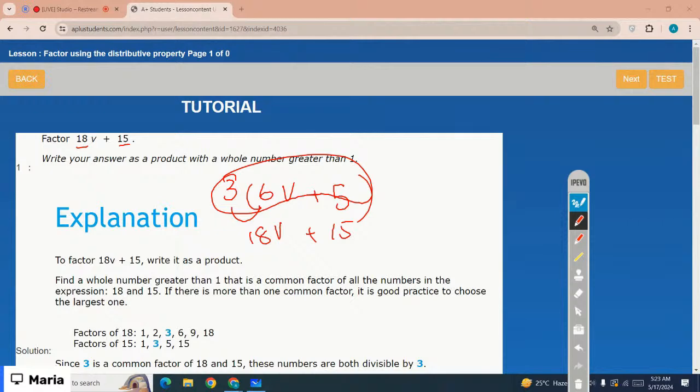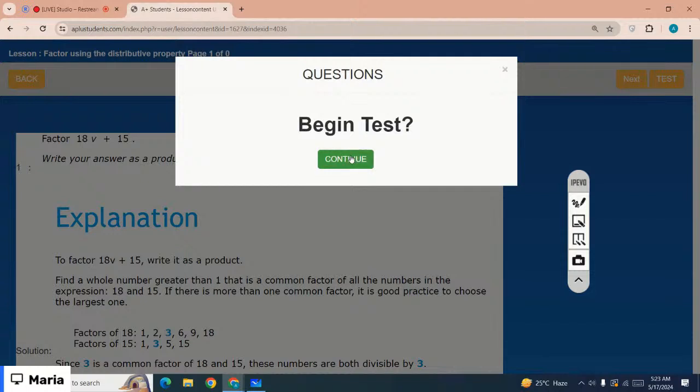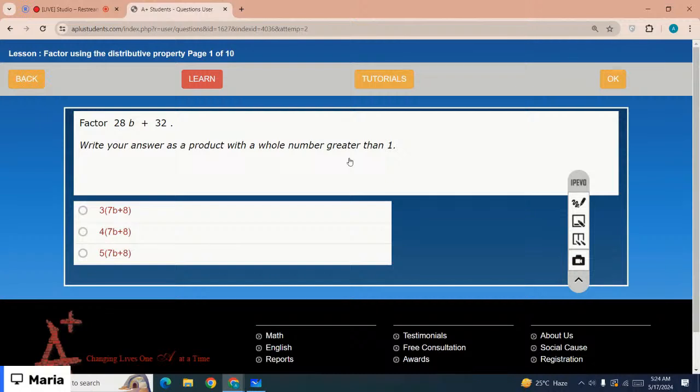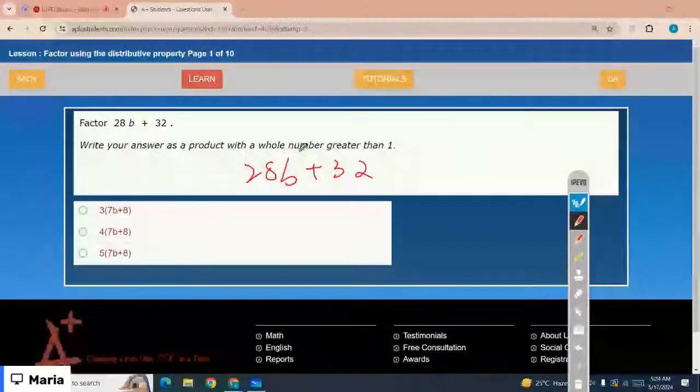Okay, let's just start with the test questions. 28p plus 32. You need to find the greatest common factor that can divide both 28 and 32. Which number is it? 3? No, you don't have 28 in the table of 3, right? That is 4. 4 times 7 is 28 and 4 times 8 is 32, right?